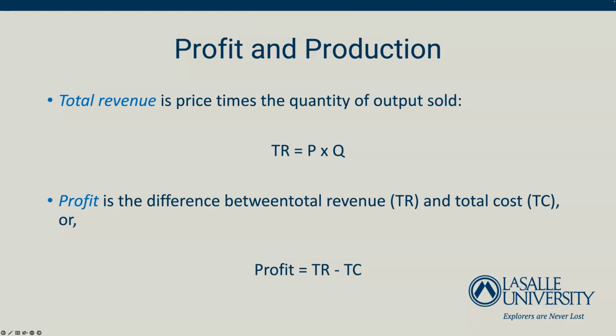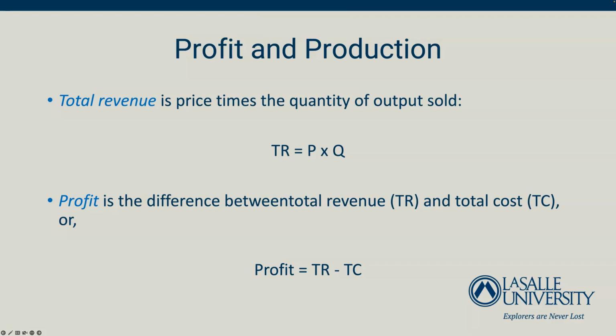Now, let's take a look at some fundamental concepts and terms related to the healthcare production process. Total revenue is price times the quantity of output sold, or in a healthcare setting, the quantity of patients seen. So you might have Q patients seen by a clinic per day, and the clinic might receive the reimbursement rate of P per patient, and that would bring in a total revenue per day of P times Q.